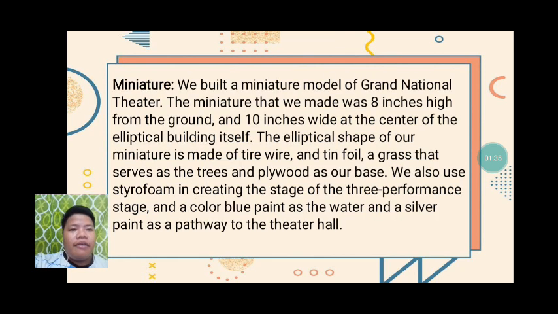Next slide. We built a miniature model of the Grand National Theater. The miniature we made was 8 inches high from the ground and 10 inches wide at the center of the elliptical building itself. The elliptical shape of our miniature is made of tire wire and tin foil, grass that serves as the trees, and plywood as our base. We also used styrofoam in creating the performance stage, blue paint as the water, and silver paint as a pathway to the theater hall.